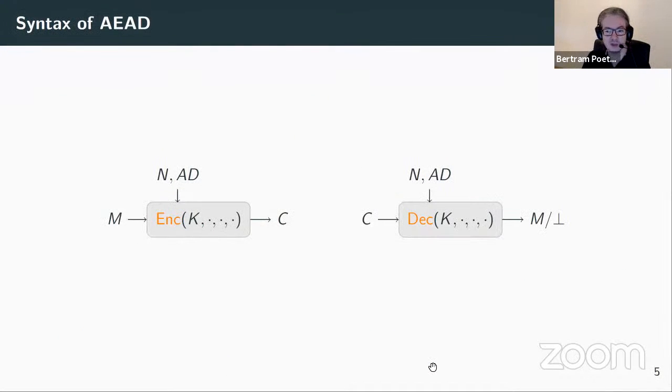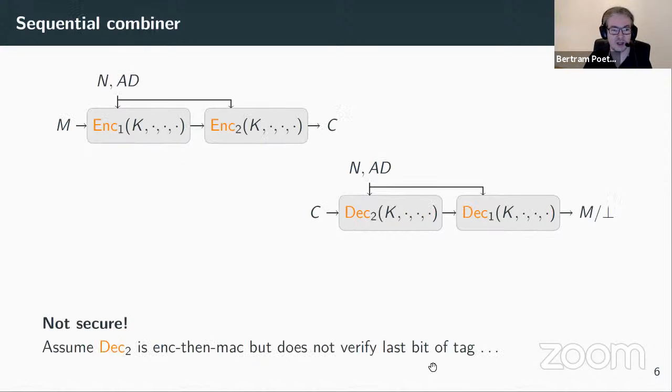In the last minute, I will tell you just how we built one of our compilers. We have many more in the paper, but I give you an idea of how one of them works. What you see here is just the syntax that I'm using on the next slide for AEAD schemes. We use nonces and we use ADs. This would be the sequential combiner that is not secure. We just encrypt, and then we encrypt again using the same N and AD pair. On the decryptor side, we decrypt in the opposite order. If I encrypt with the second scheme second, then I will decrypt with the second scheme first.